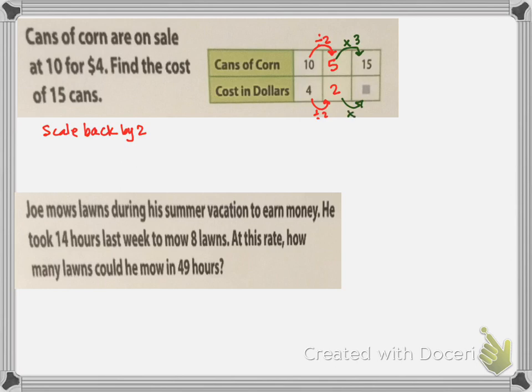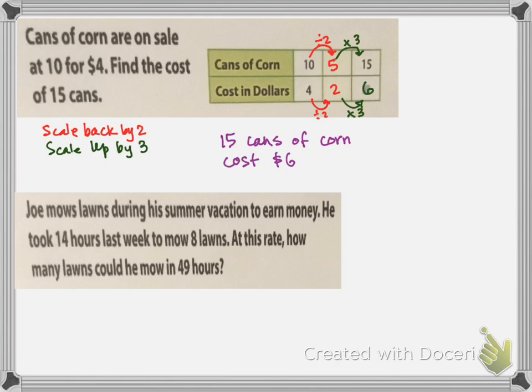Scale up by 3. So 2 times 3 is 6. So my conclusion is, let's see, 15 cans of corn cost $6. Okay? And there we go again.